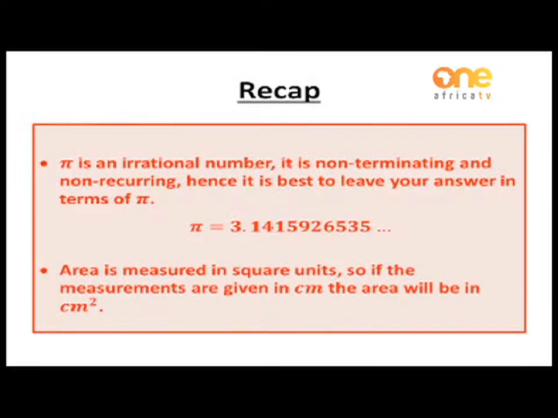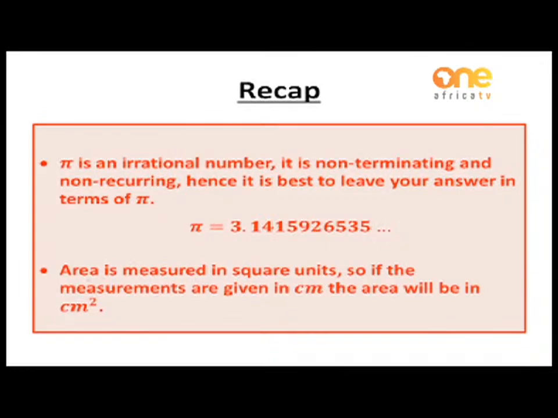Pi is an irrational number, it's non-terminating and non-recurring, hence it's best to leave your answer in terms of pi. If we were to write pi as a number, it would be equal to 3.1415926535, and it goes on and on. These are just the first 10 decimal places.